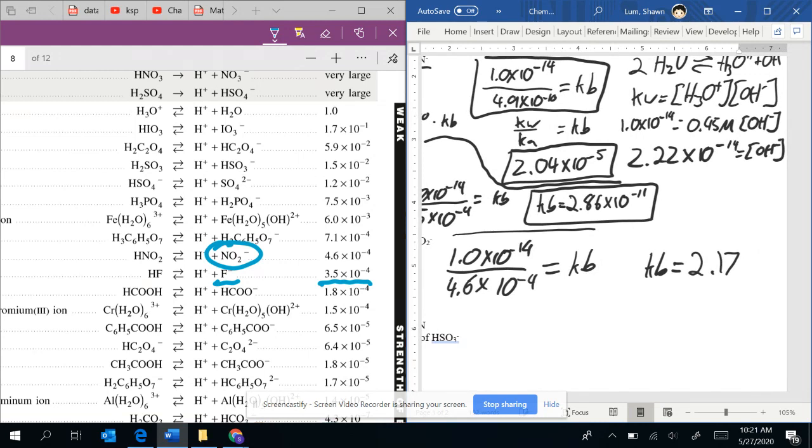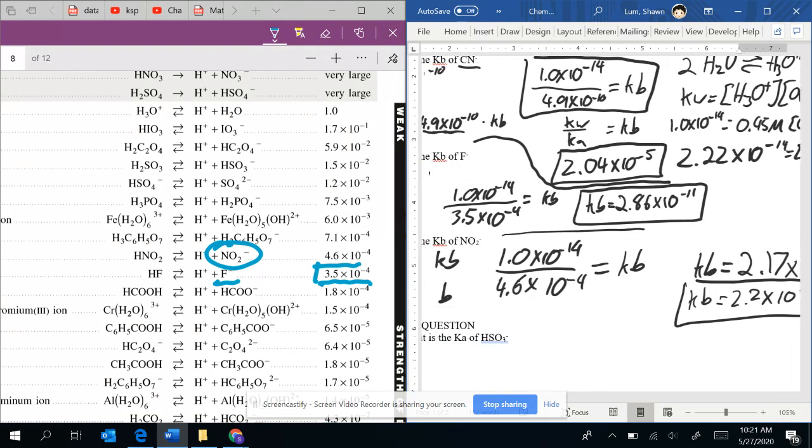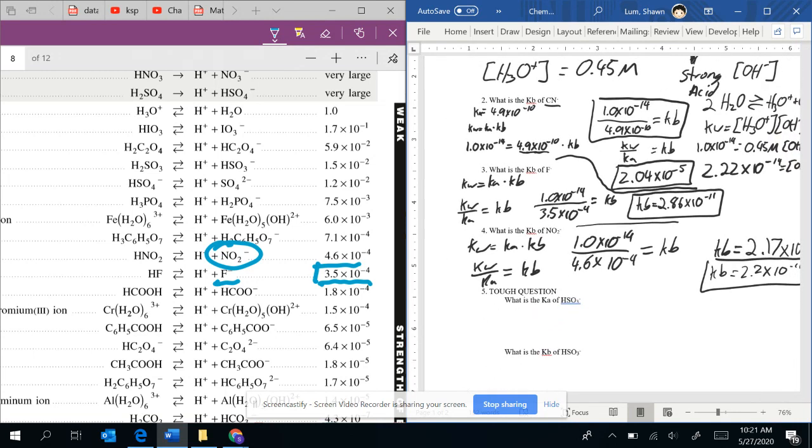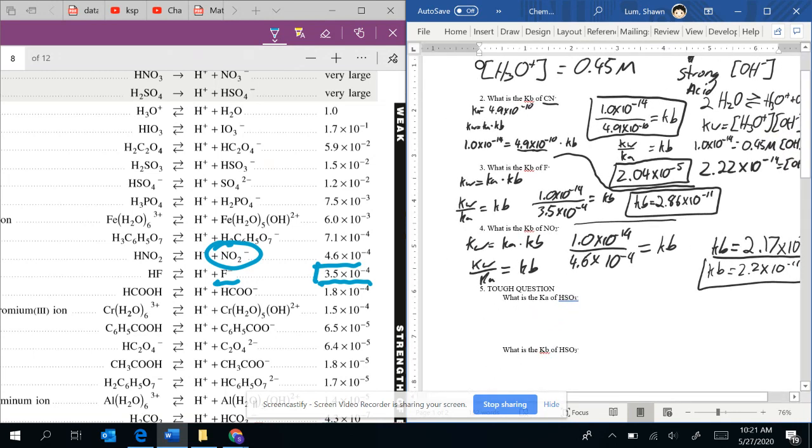And technically speaking, I guess I should only have 2 sig figs. It should be 2.2, just because this is 2 sig figs. So 2.17 times 10 to the negative 11. So I should change this to be, if I was being a little better, Kb equals 2.2 times 10 to the negative 11. Okay, and all of these should be technically changed to 2 sig figs. So it should be like 2.9 and just 2.0 for that one up there. But I'm not really concerned about sig figs right now.